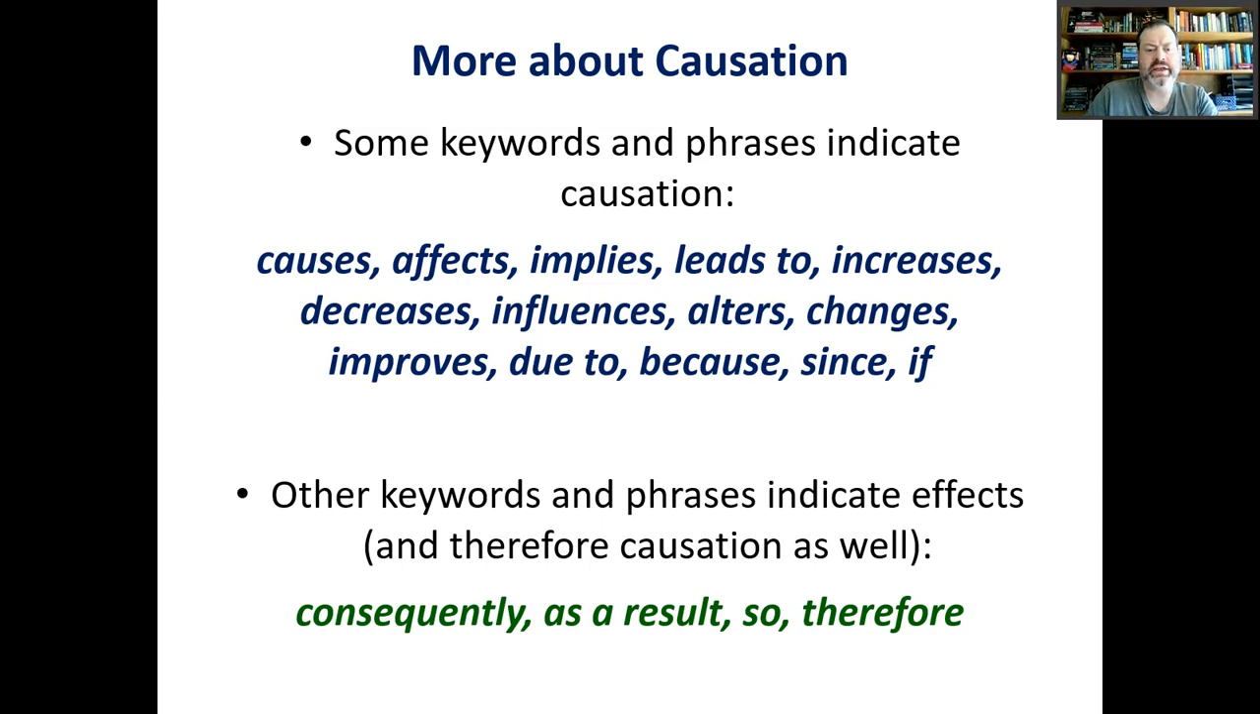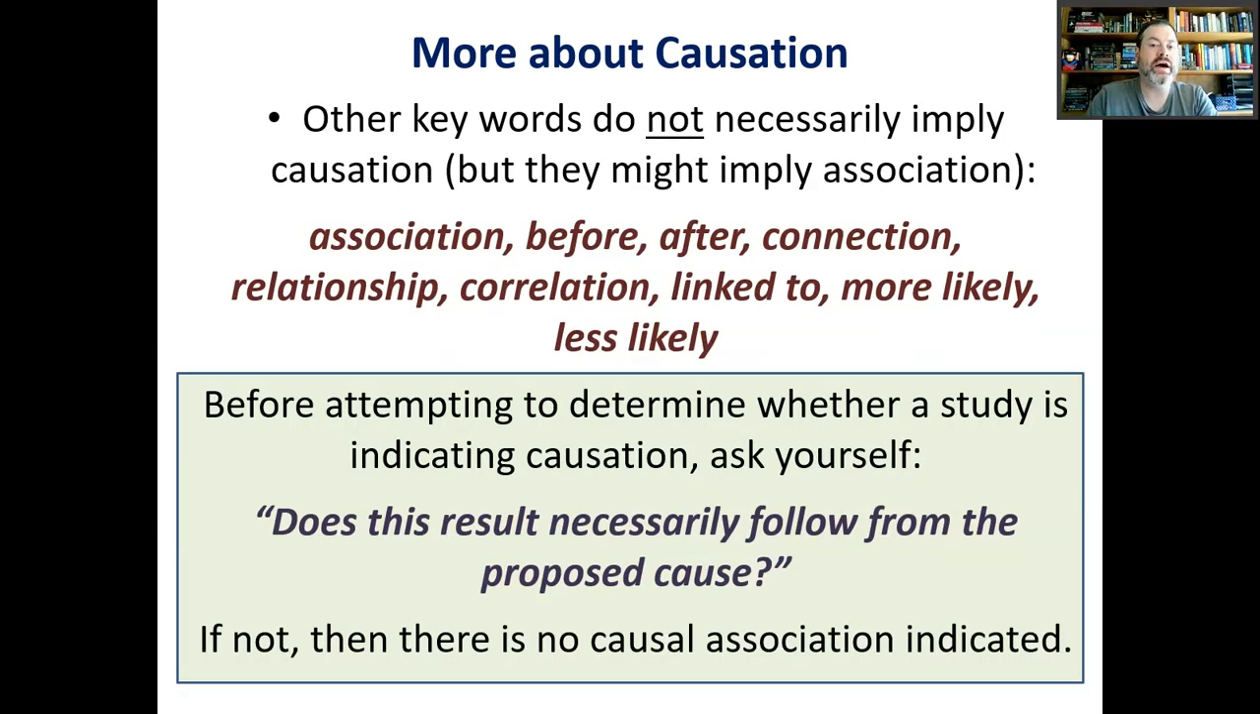Other keywords and phrases indicate effects. If you have an effect, then something has to cause that. So if you see consequently, that means something caused that to happen. Or as a result, that means something caused that result. So and therefore are also effect words, and therefore they're cause words. Now, some other keywords do not necessarily imply causation, but they might imply association. Of course, the word association implies association. We also have before, after, connection, relationship, correlation, linked to, more likely or less likely.